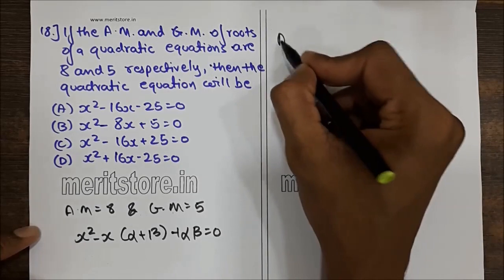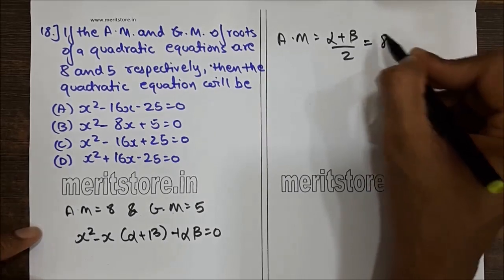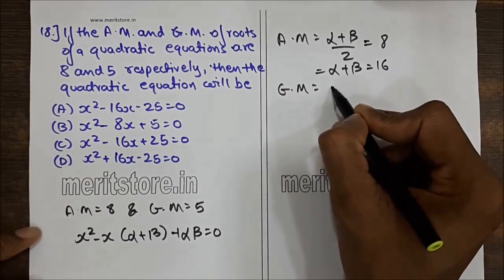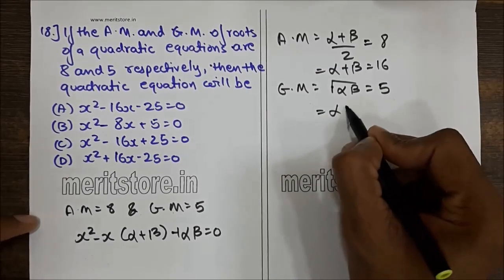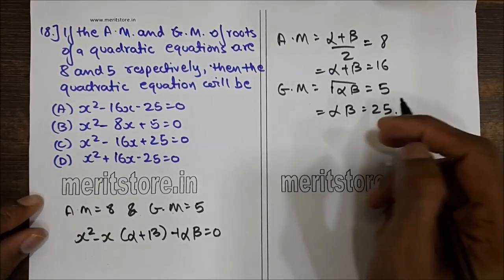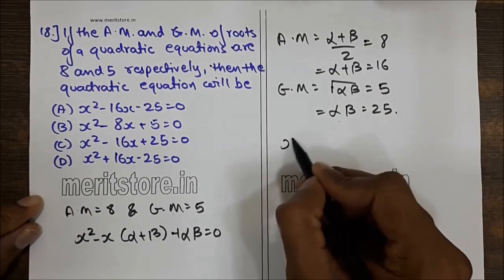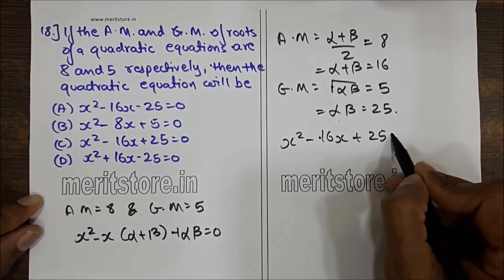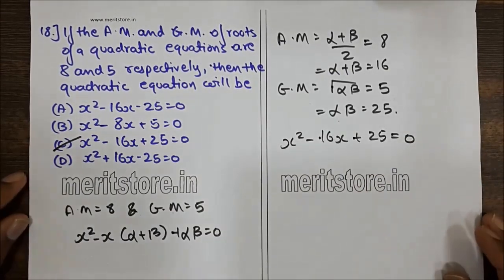For the arithmetic mean, we have alpha plus beta over 2 equal to 8, so we get alpha plus beta is equal to 16. And for the geometric mean, we have under root alpha beta equal to 5, so we get alpha into beta is equal to 25. So the required quadratic equation, substituting the values of alpha plus beta and alpha into beta, we get x square minus 16x plus 25 equal to 0, which is our option C. Therefore option C is the correct answer.